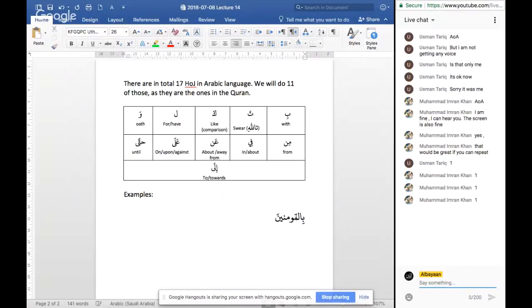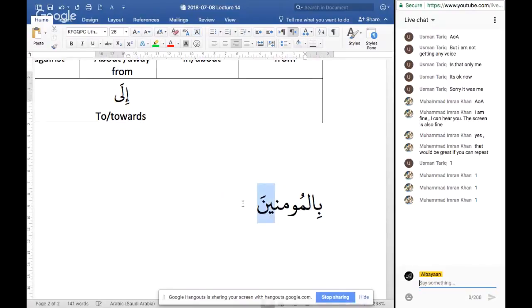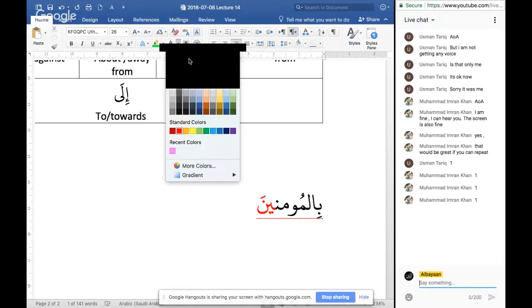Bil mu'minina. Now this is the ina ending. Muslimina, the ina ending. At that time I did not know if it was nasab or jar. But now that I know there is a harf of jar, I can find out its true status.